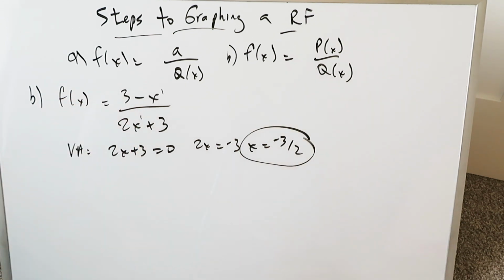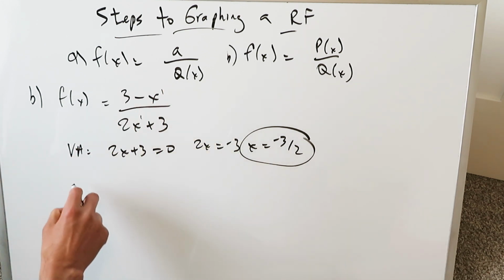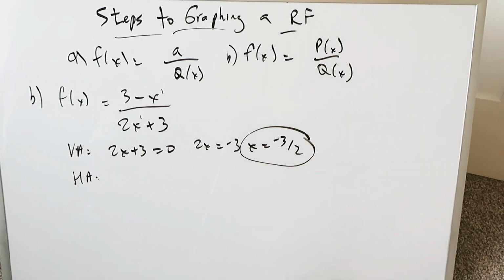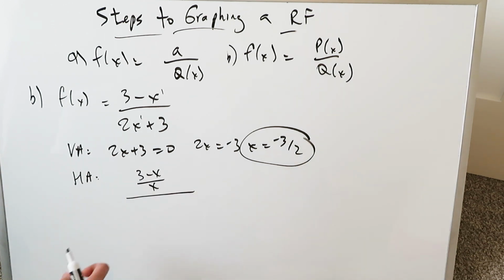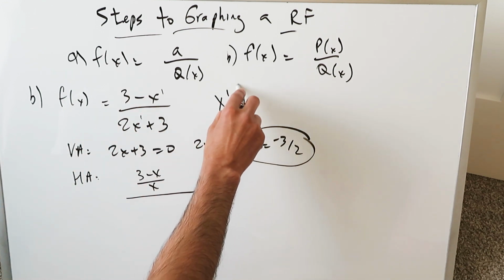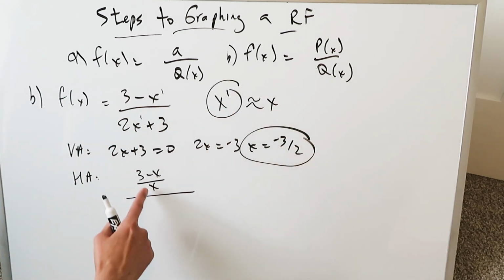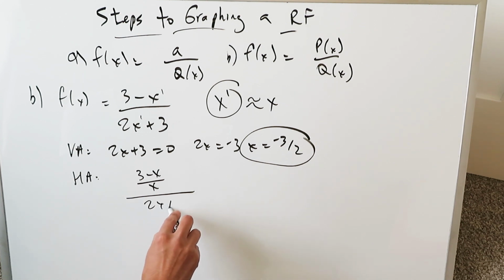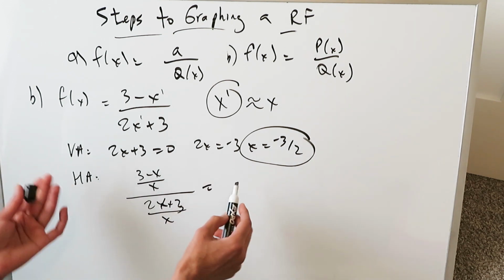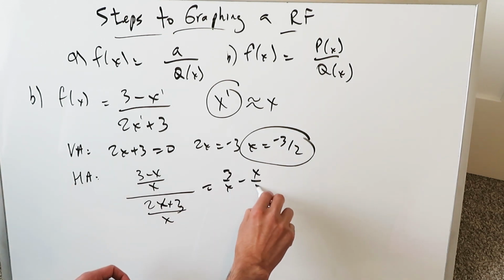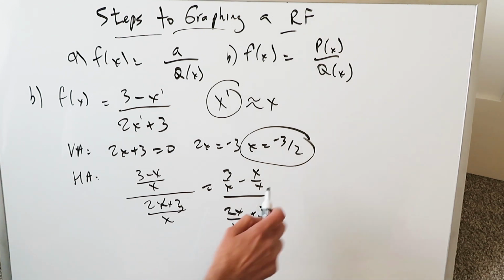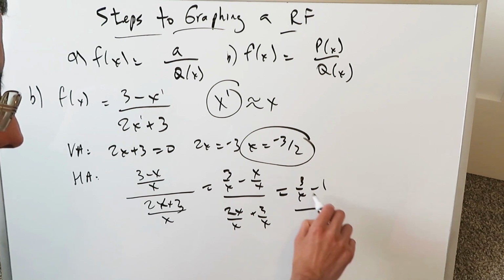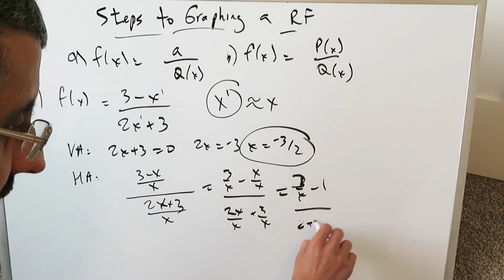When you have exponents which are the same here in the numerator and denominator, the horizontal asymptote is slightly more tricky. What you do is you take the numerator expression, you divide it by the highest degree of variable exponent. The highest degree of variable exponent here is x to the 1, which is the same as x. I'm dividing that by x. You do exactly the same with your denominator expression, 2x plus 3 divided by x. Open this up. You have 3 over x minus x over x divided by 2x over x plus 3 over x. Simplify this out. You have 3 over x minus 1 divided by 2 plus 3 over x.